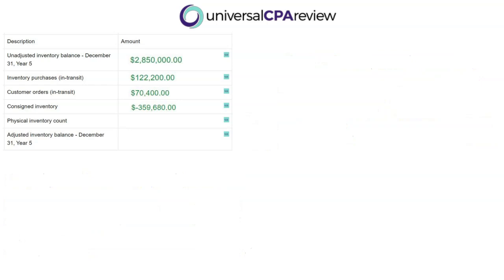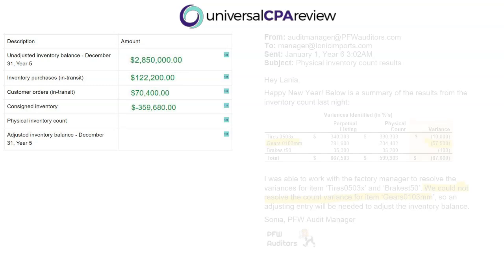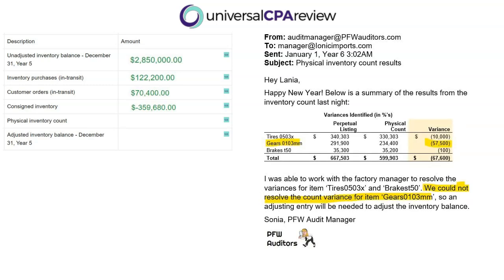So the last potential adjustment relates to the results of the physical inventory count. All right, so we'll pull up the email, which happens to be from the audit manager, and they say, okay, we were up way too late last night, but here are the results. Now they identified 3 variances. However, they were able to resolve the variances for both tires and brakes, but they could not resolve the variance for gears. Right, so they will need to record an adjustment to inventory for that amount.